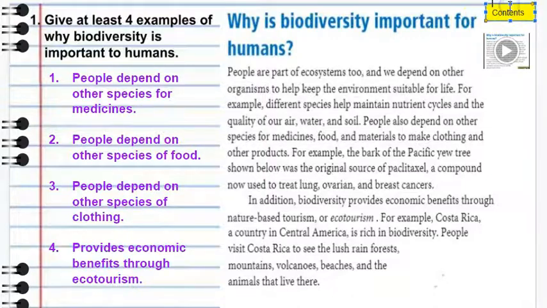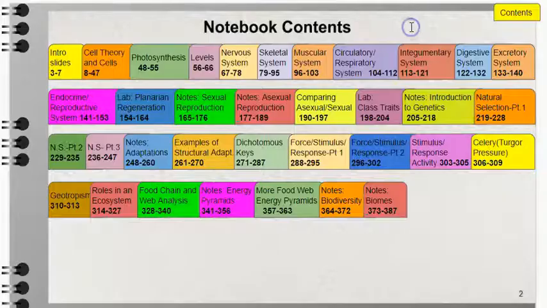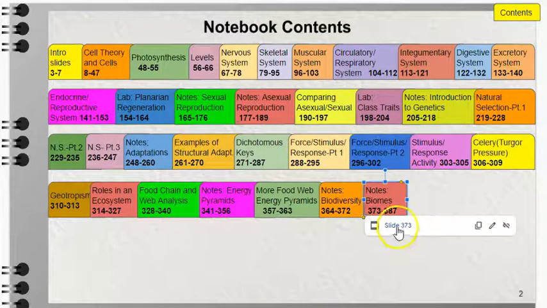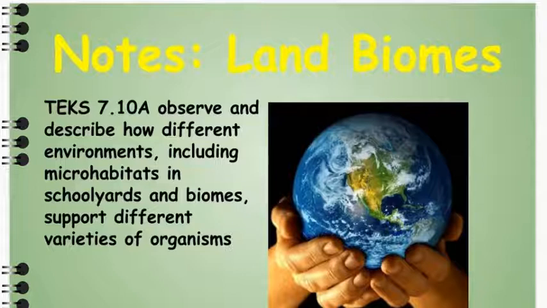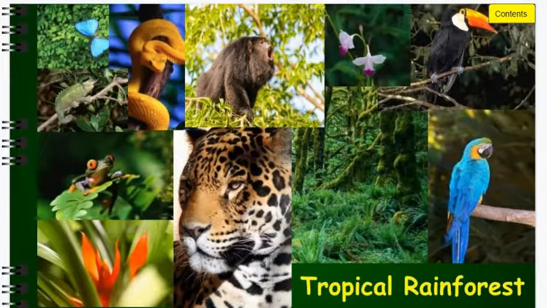Let's go back to contents. And then I have biomes. And for me, a slide starts on 373. And I just gave you these notes yesterday. So those should be fresh on your mind. It ends with this picture of tropical rainforest organisms.